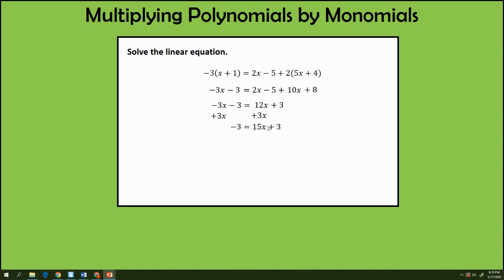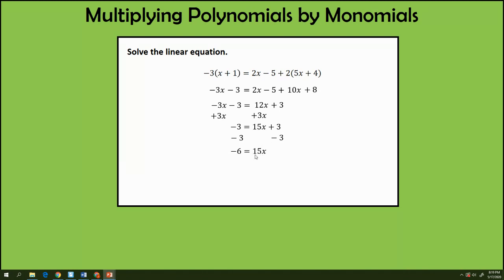Now I want to isolate my 15x. I want to get it by itself, so I got to get rid of this. So I'm going to subtract a 3 from both sides. 3 minus 3 is 0. That's gone. Negative 3 minus 3. Now be careful. Negative 3 minus 3 is really negative 3 plus negative 3. That's negative 6. So I get negative 6 equals 15x.